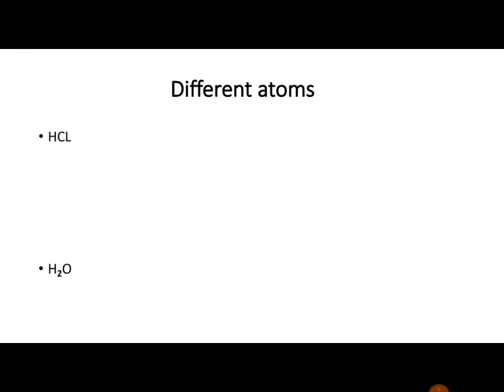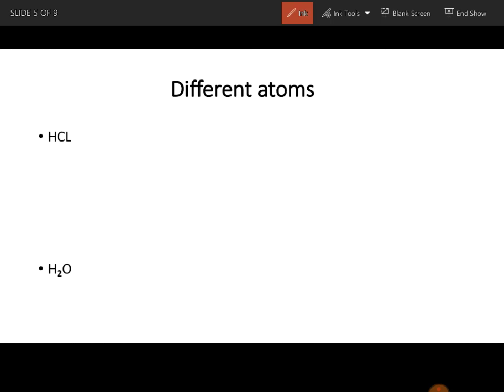Okay, now we have different atoms. Different atoms means, in the previous one, it was the same atoms: oxygen, oxygen, hydrogen, hydrogen. But here we have taken different atoms in the formation of covalent bond. So HCl is one of those, and water. HCl is very easy, so I request you to try it. Water, I'll do it for you.